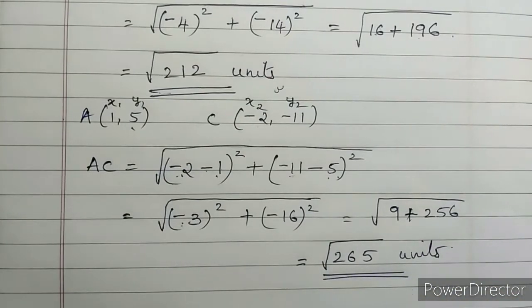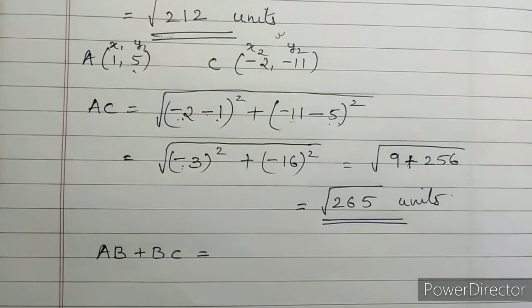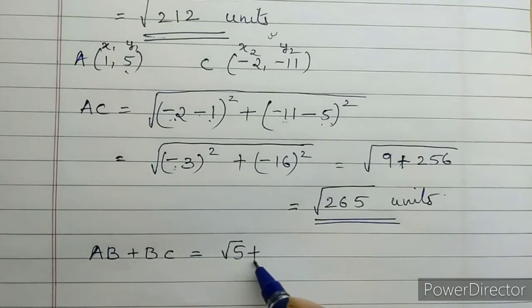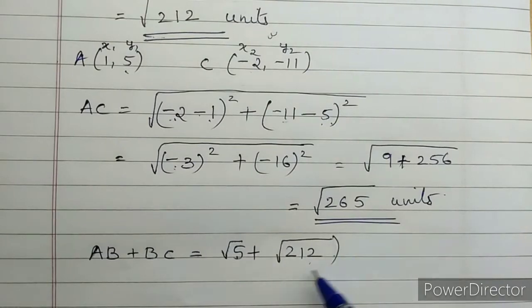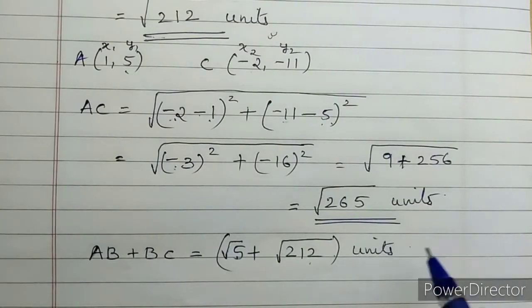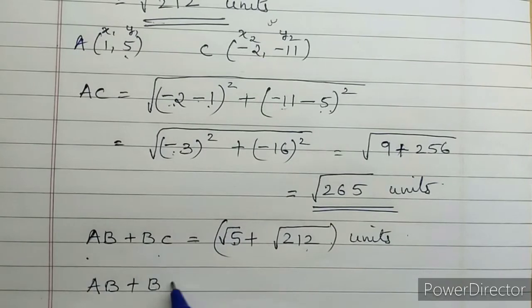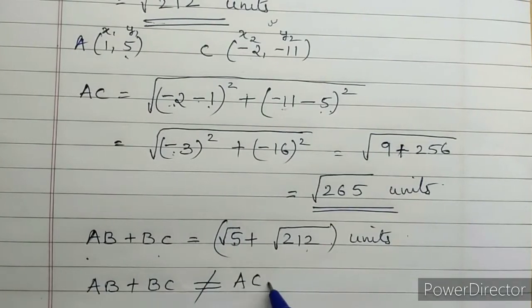Now you have to see whether AB plus BC, how much? AB plus BC equals, AB how much you got? AB you got as root 5. BC you got as square root of 212. Is it possible to add these both? No, it is not possible to add. So you have to leave it like that only, that much units. So is AB plus BC equal to AC? No, AB plus BC is not equal to AC.